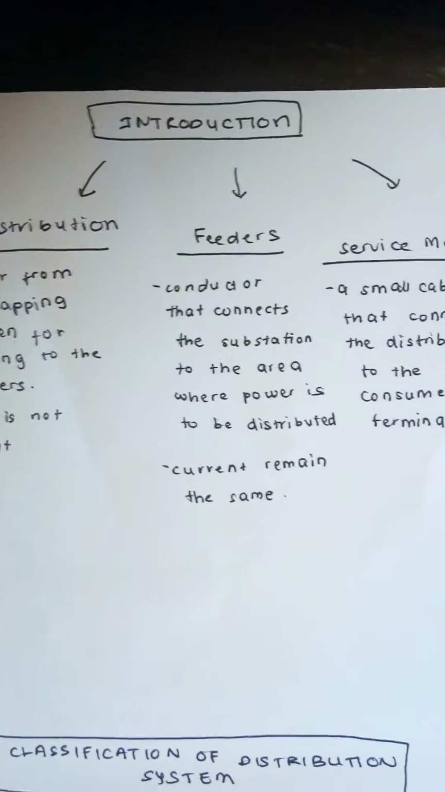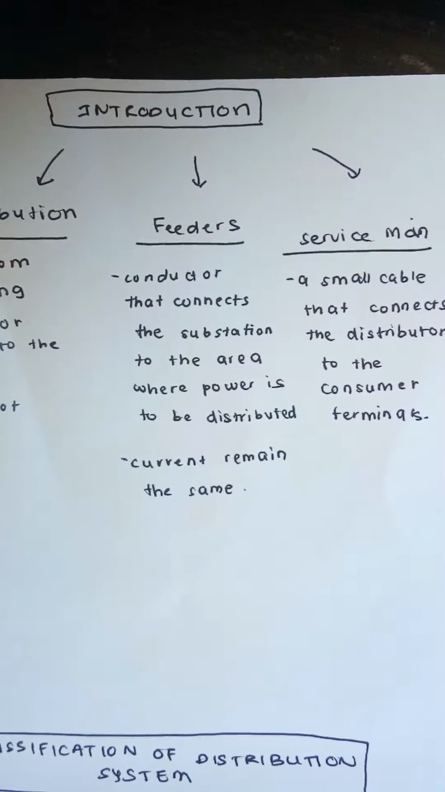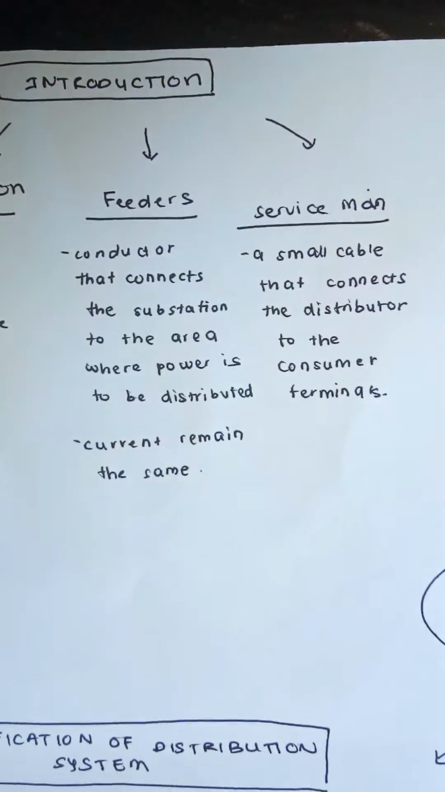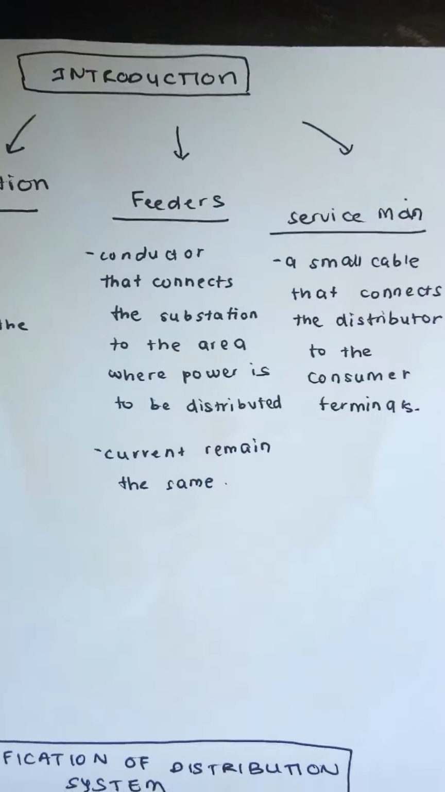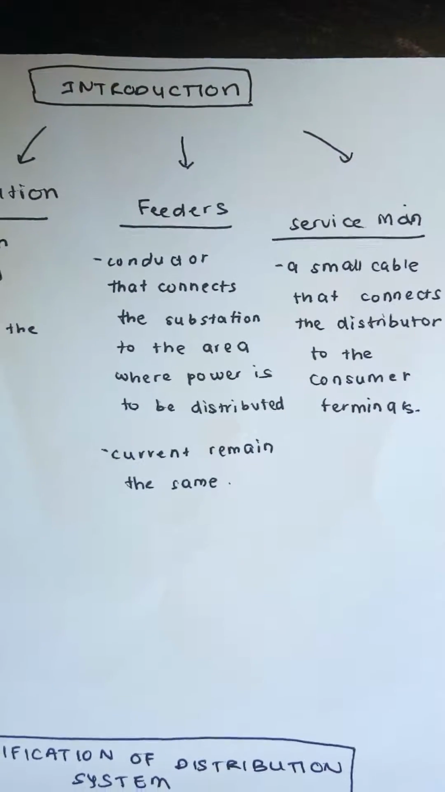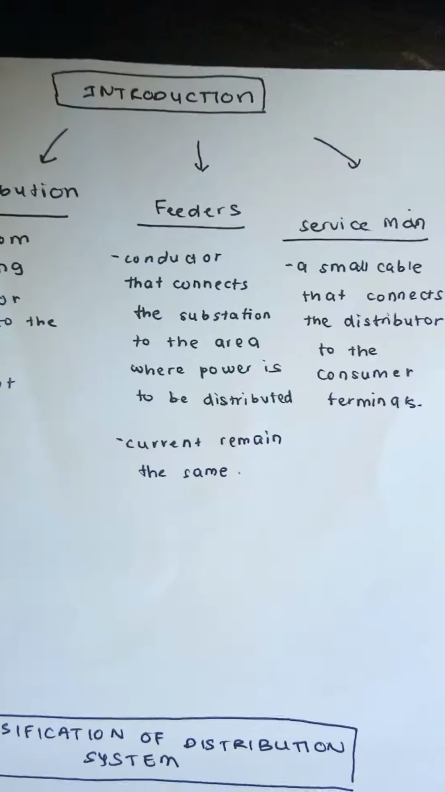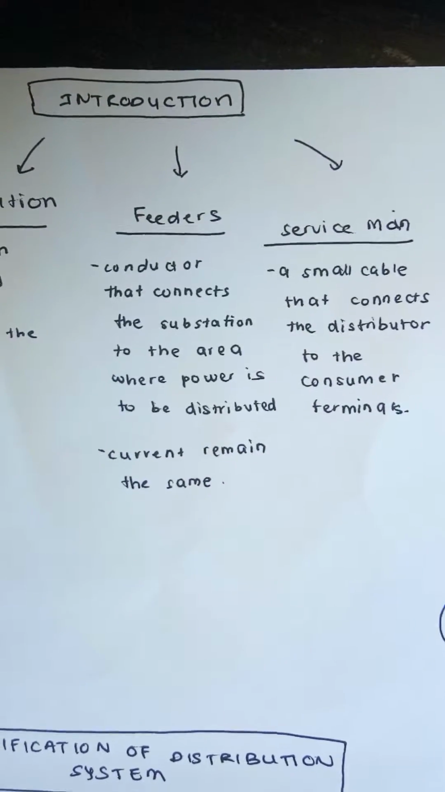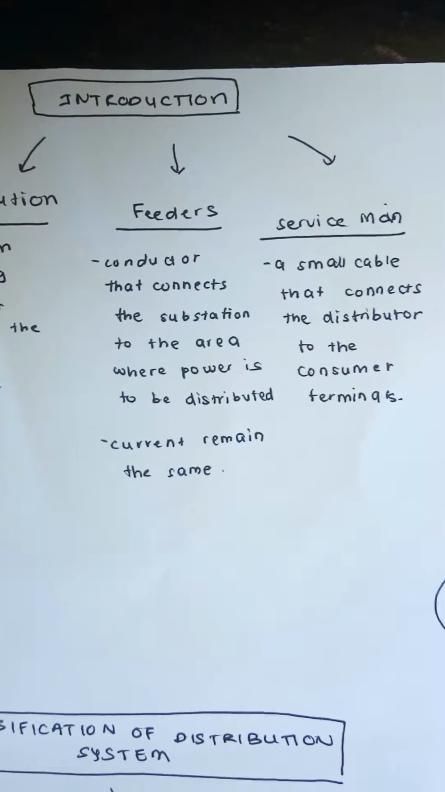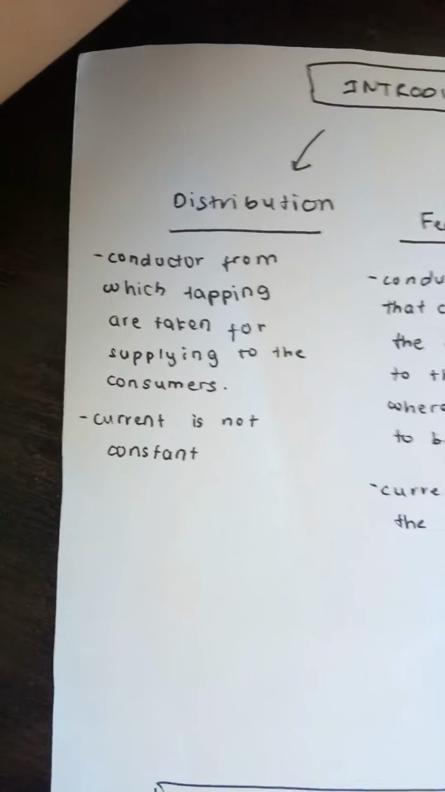One of the points of distribution is feeders. The feeder is a conductor that connects the substation to the area where power is distributed. The current remains the same because there is no tapping taken from the feeder. The next one is the distributor.